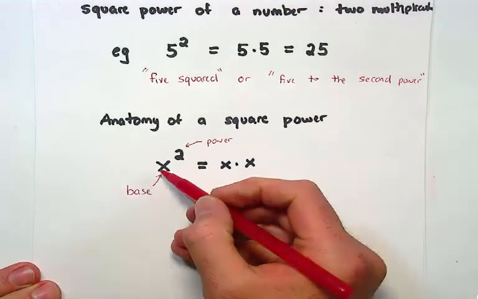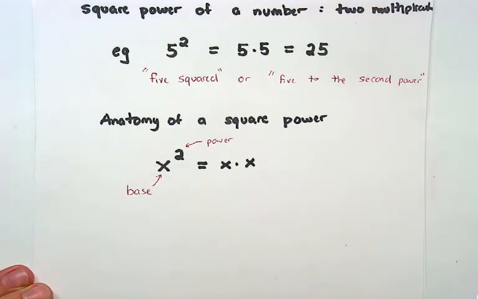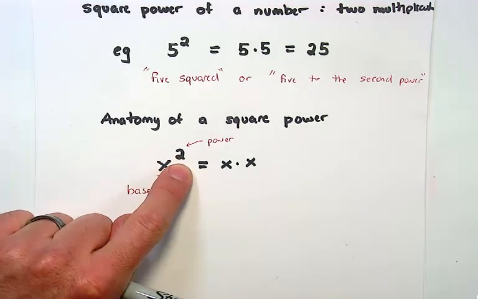So multiply the base the number of times in the power, and that's what we mean by x squared, or x to the second power. That's another way to say that.